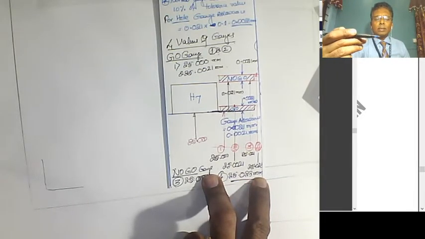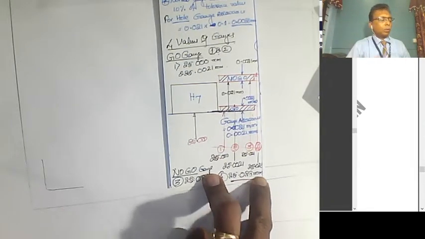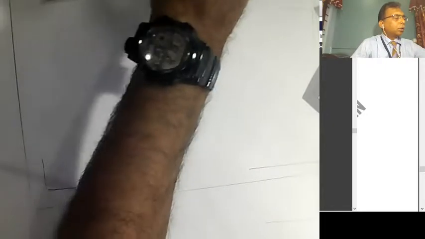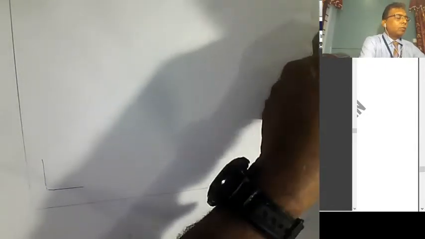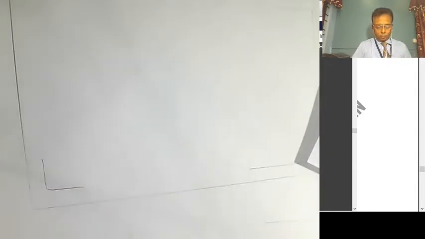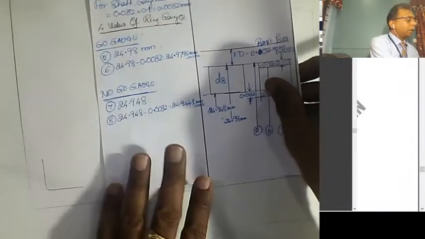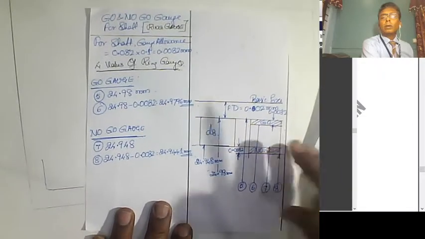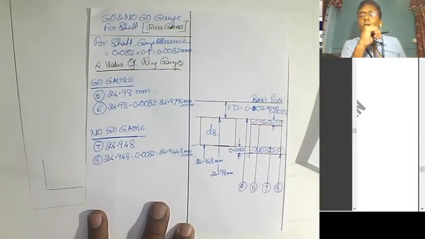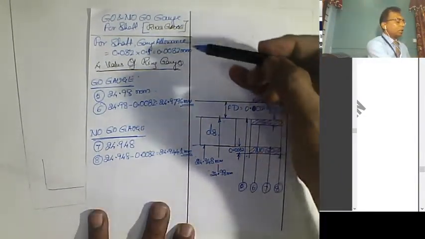Exactly the same is the case for the shaft. Only thing, the direction gets reversed. Okay. Let us solve the problem, or let us design the gauge for the shaft. Can you see this, please? Okay. Go and no go gauge for the shaft. That is also called a ring gauge.